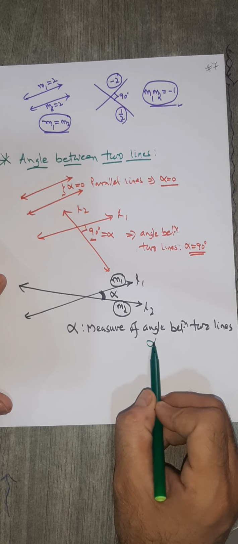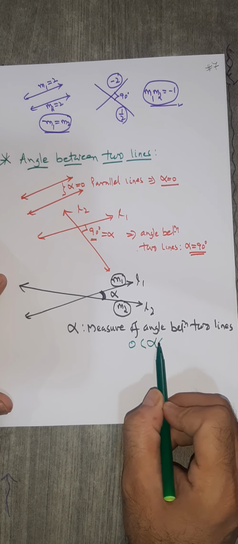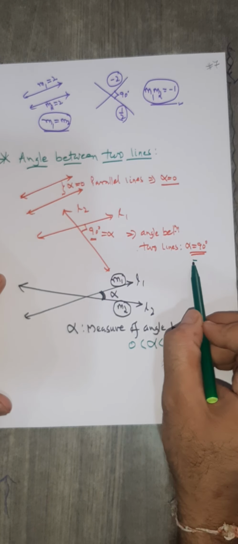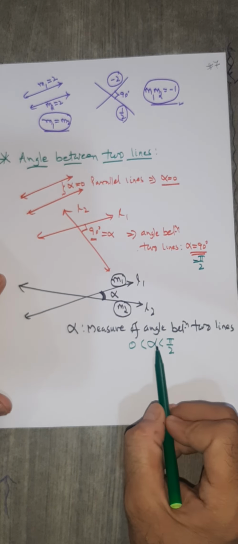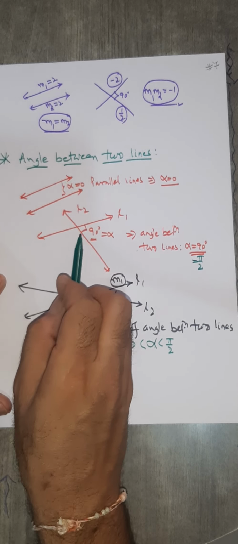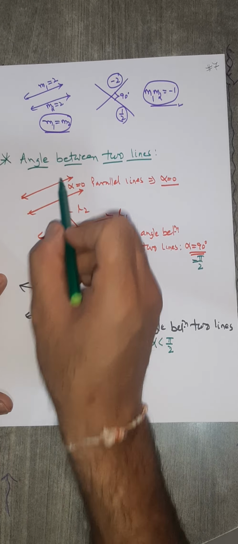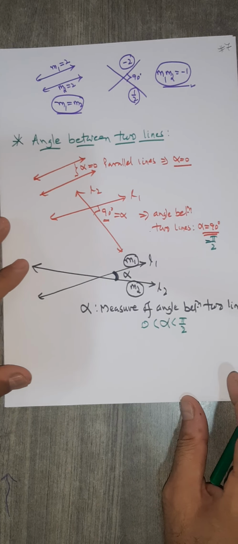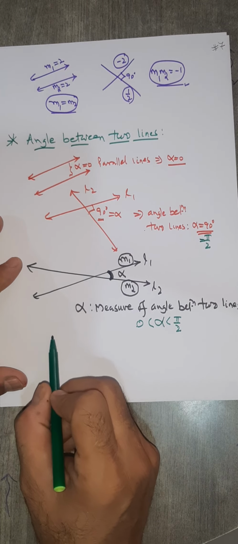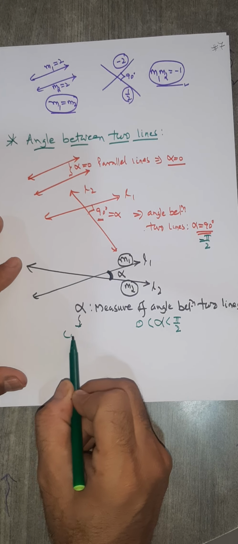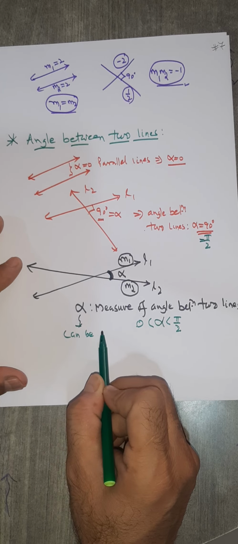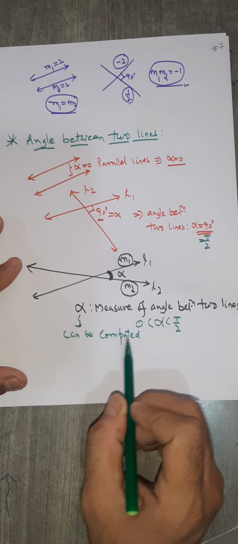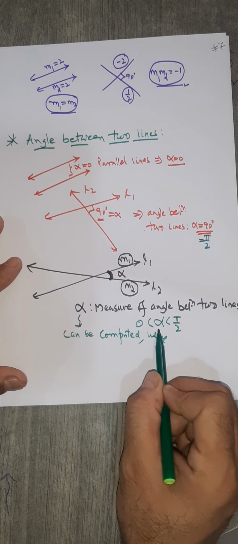So here alpha always varies from where to where? 0 to pi by 2. You know 90 degree is the same as pi by 2. So if alpha equals pi by 2, then that is this case. If alpha is 0, then it is this case. So here it's an acute case. In this case, alpha can be computed using this formula.